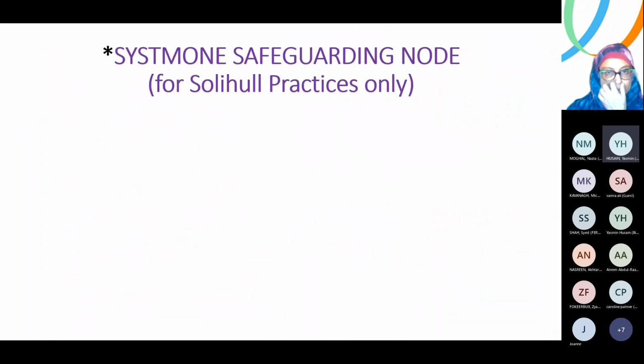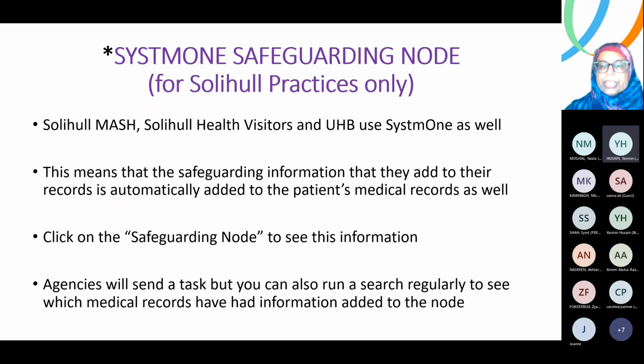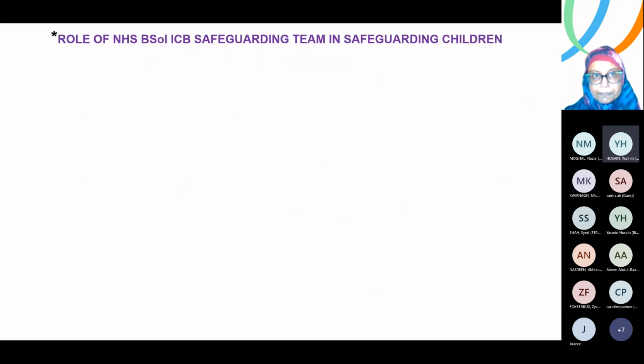Now, here's another slide for levels 1 and 2. System 1, and this is for only Solihull practices who use System 1. There's a safeguarding node, and the advantage in Solihull is Solihull MASH, the children's social services, the health visitors, and University Hospital Birmingham all use System 1. So you can see some of the information that they add if they add it to the safeguarding node, and they can see your information if you add it as well. So how would you know that a patient's got some new information on their node? They'll send a task to you, or you can run a search every week.